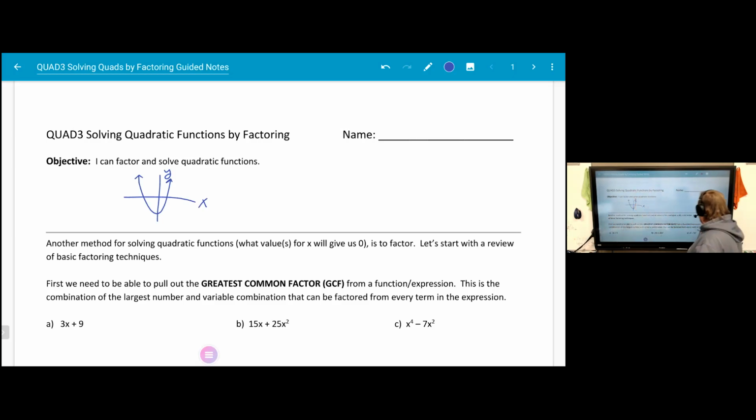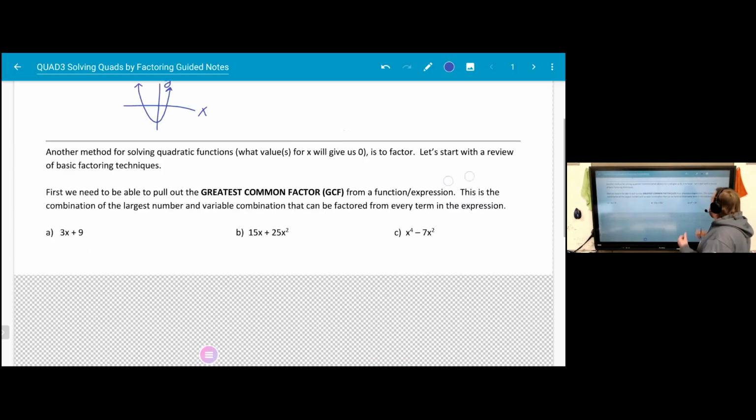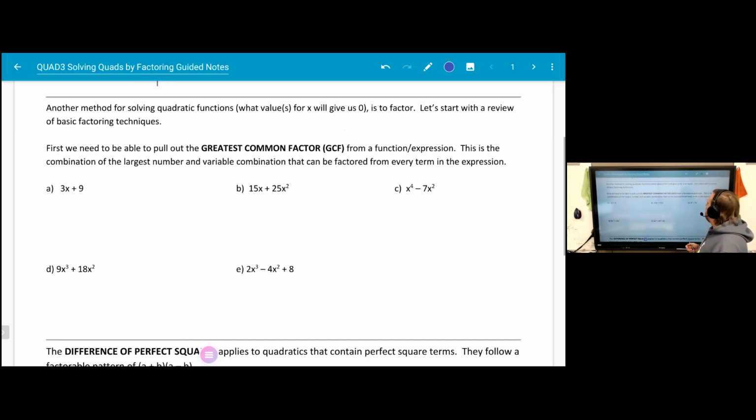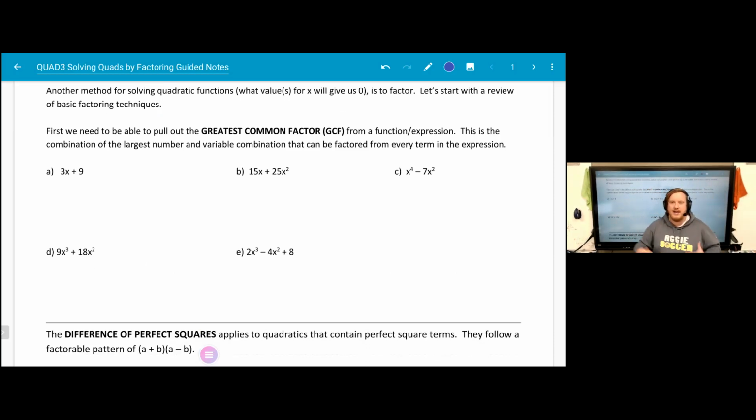What we're trying to do is some basic factoring techniques. The first thing we need to look at is how to take out the greatest common factor. So what we're trying to do is take out the largest number or coefficient and variable combination from each term. What do I mean by that? Well, here's what I mean by that.